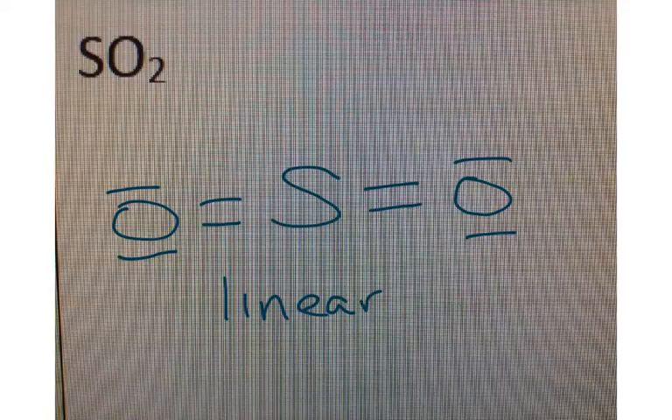Is the central atom attached to different things? No, it is not. So this will be a nonpolar substance. Okay, so once again, if it's nonpolar, I look at my 4 types of IMF, and this has to be London dispersion forces.